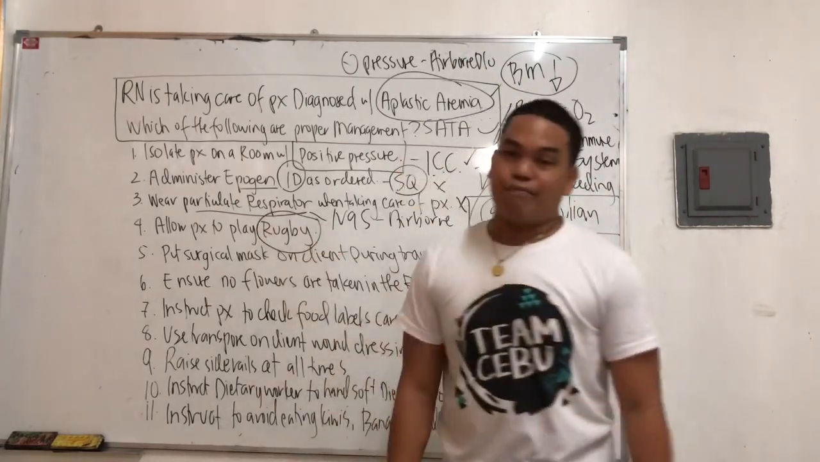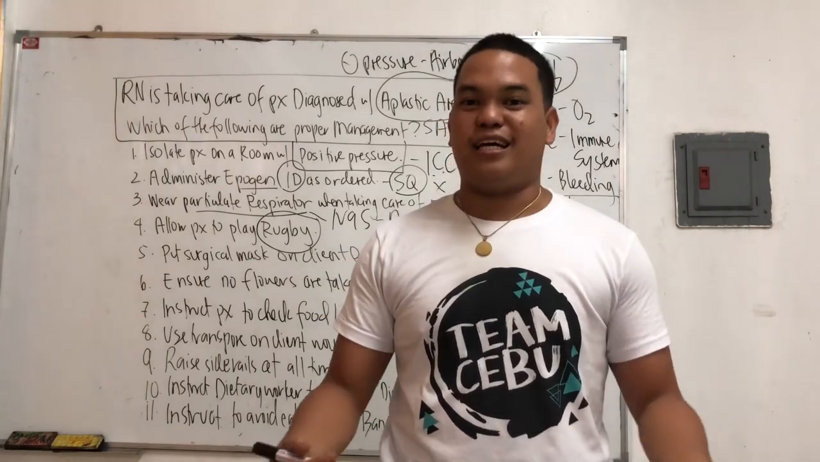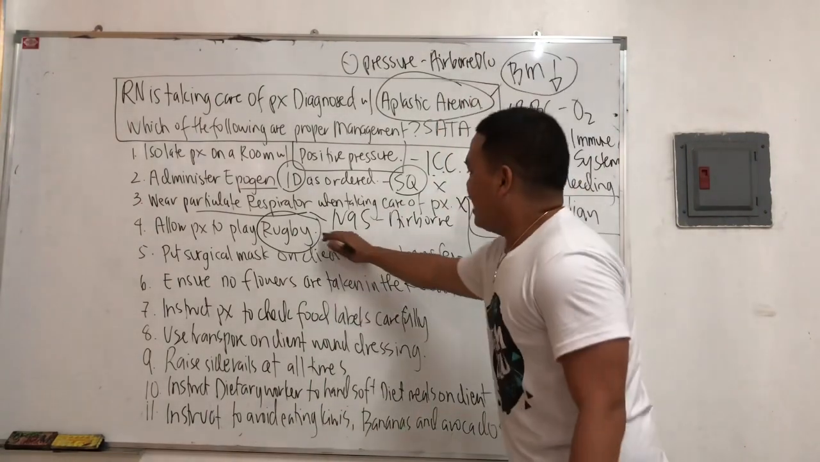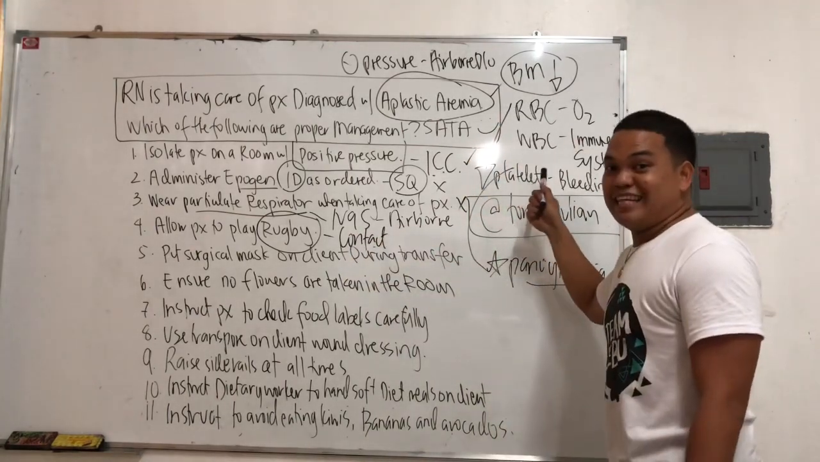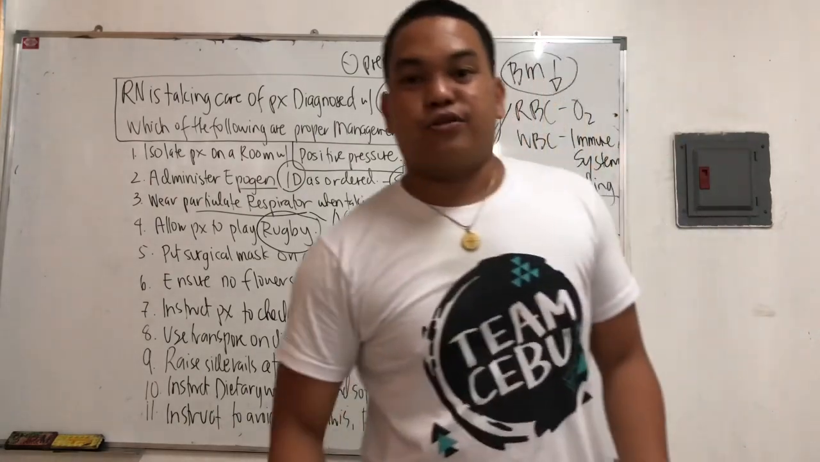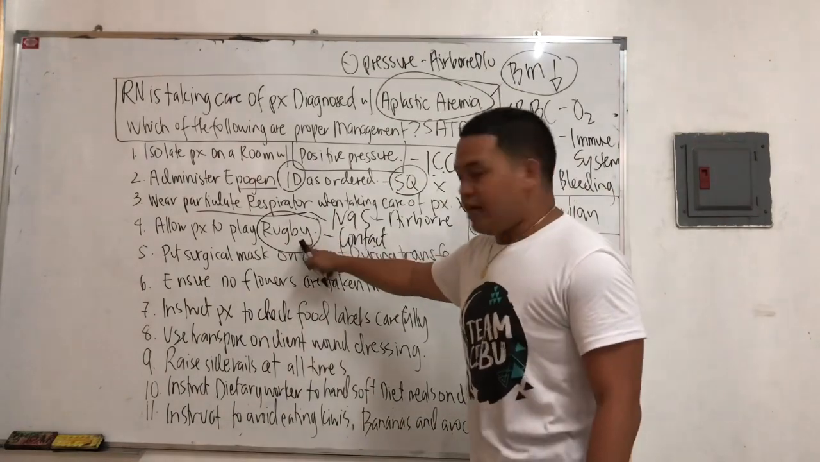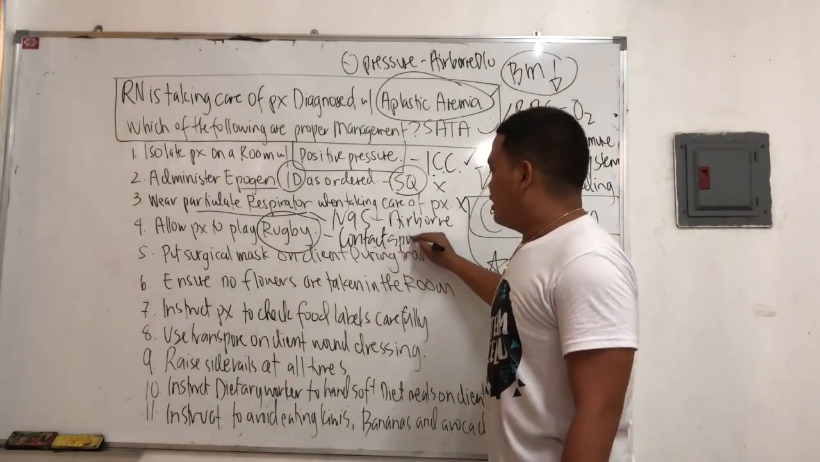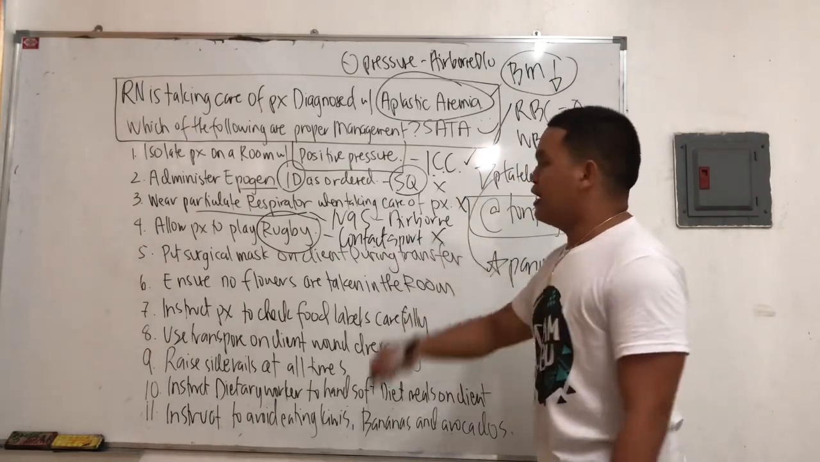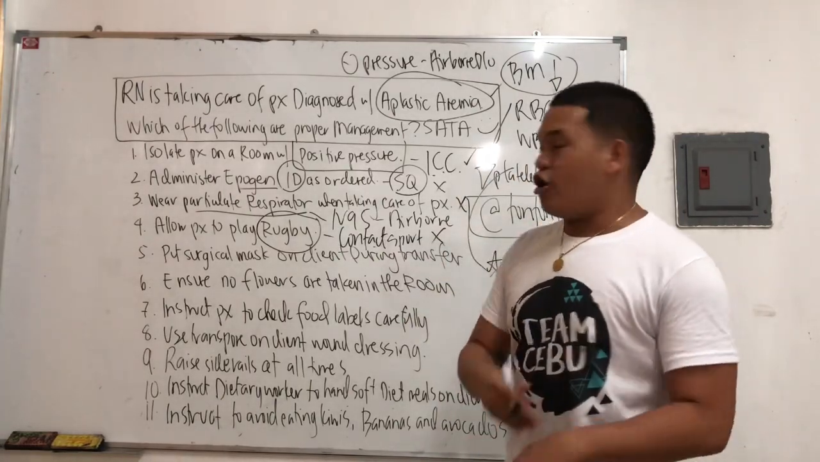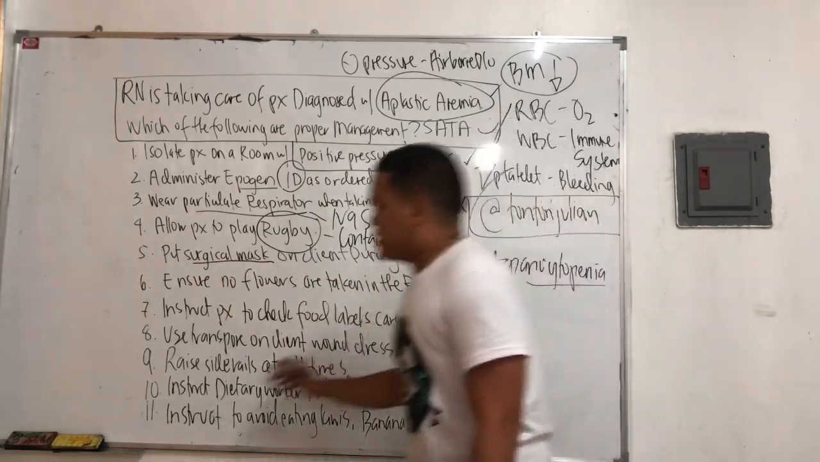Keyword would be rugby. Okay, guys, rugby is a sport wherein there is a lot of contact. And contact sports, guys, are not allowed because of your problem with platelet levels, which will make the patient have bleeding tendencies. Now, rugby, a contact sport, is not allowed on the client because the patient has decreased platelet levels, making that option also wrong. Number five, put surgical mask on the client during transfer.